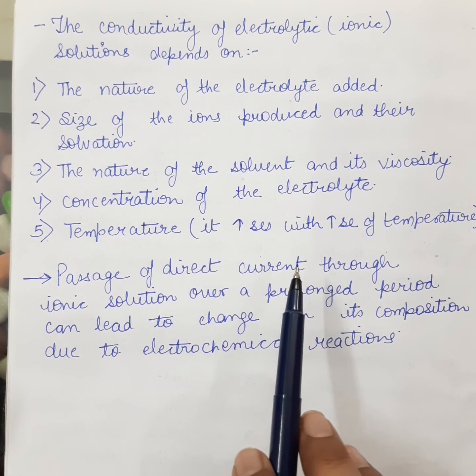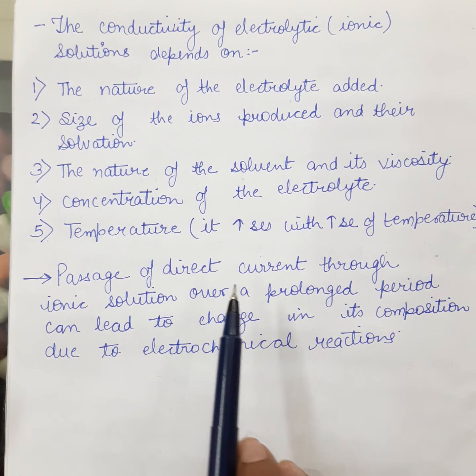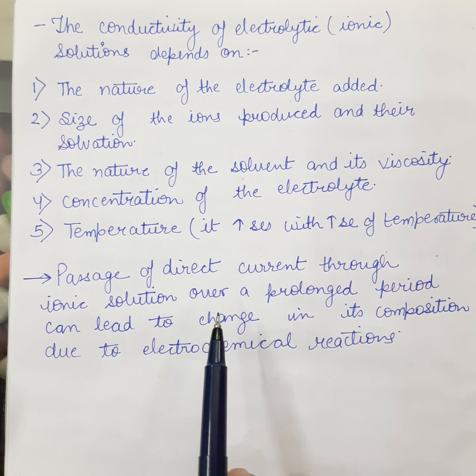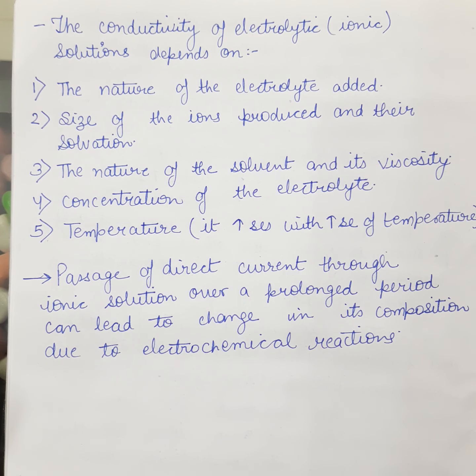Passage of direct current through an ionic solution over a prolonged period can lead to change in its composition due to electrochemical reactions. Okay students, this is basically the first half of conductance of electrolytic solution. In the next class we are going to discuss the measurement of the conductivity of ionic solutions. Thank you students.